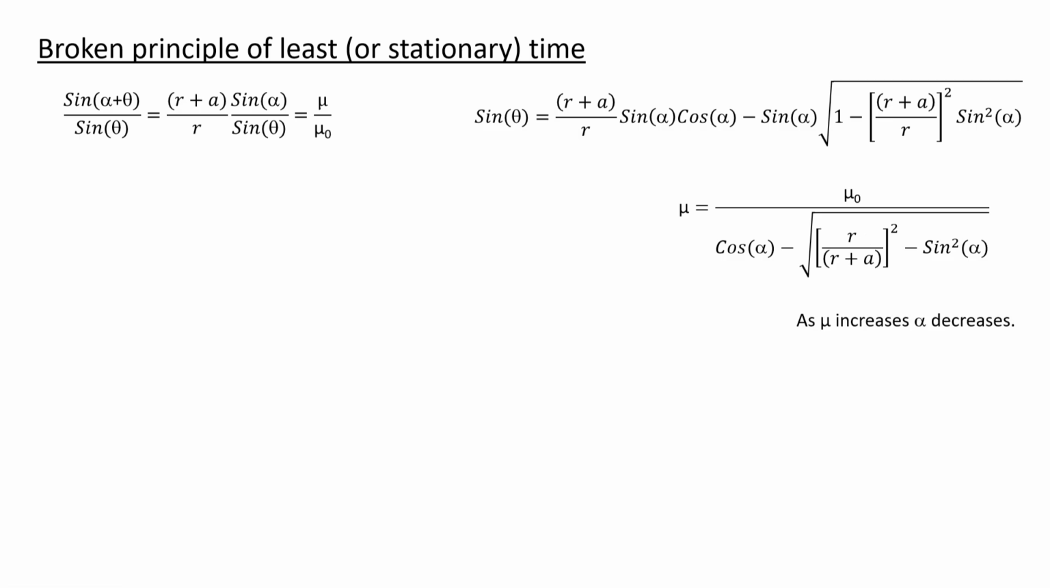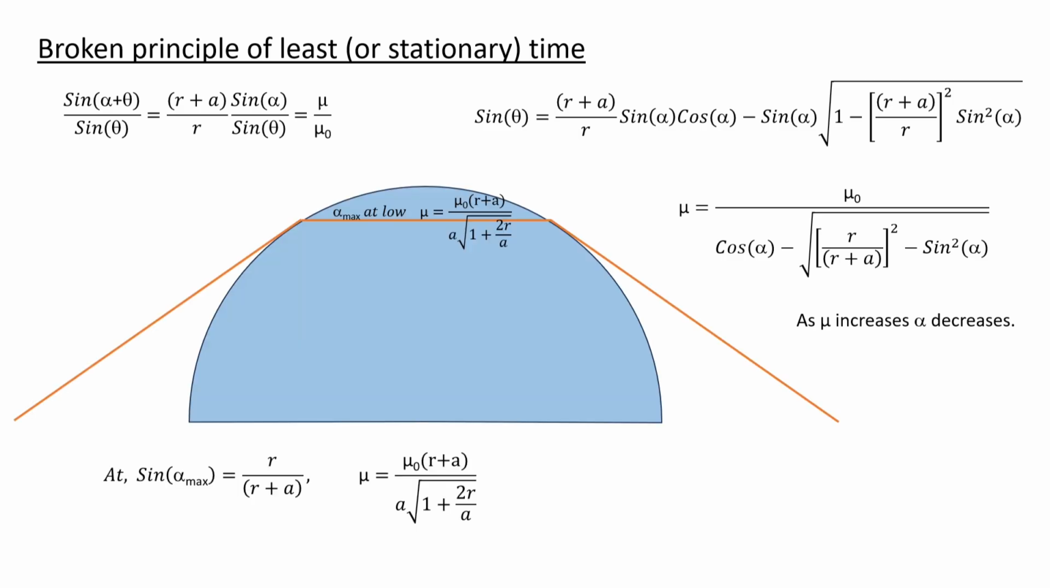This means that as mu increases, as the refractive index of the medium increases, the alpha decreases, the angle from which the ray is emerging from the light source in order to pass to Q. So it has a reverse relationship. From this equation we see that when mu is the lowest, this is the lowest value allowed when this upper path forms. So when mu equals mu naught r plus a divided by a into 1 plus 2 r by a, the alpha is maximum.